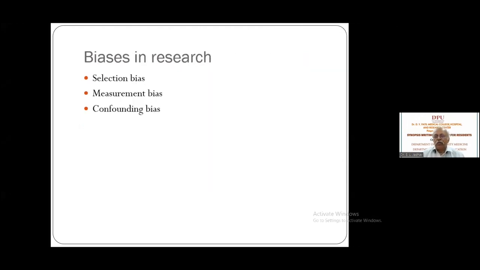So when you are making a research question and you carry it forward, there are 3 types of bias which you have to consider in the planning stage only. One is the selection bias. Your sample is not representative.